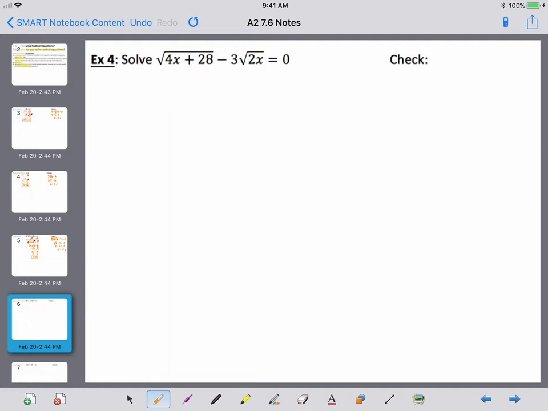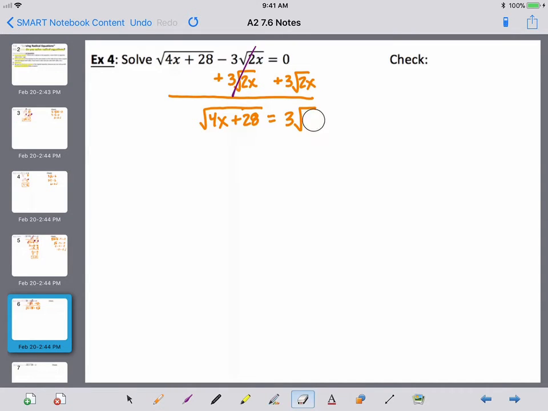Okay, now let's look at what happens if we have 2 roots in one equation. So if this happens, you got to get one of the radicals on each side of the equation. We're going to move over this 3 square root of 2x. We're going to add it to both sides. Okay, then what happens is these cancel, and the equation we're left to solve is 4x plus 28 equals 3 square root of 2x.